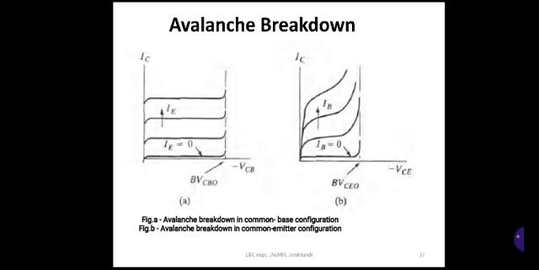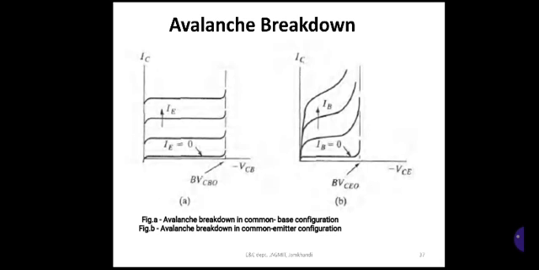Next one is the avalanche breakdown. So this is the last topic of the module, avalanche breakdown. The figure shows the avalanche breakdown in a transistor. Here also there are two figures, figure A and figure B. Figure A is the common base transistor configuration and figure B is the common emitter configuration.